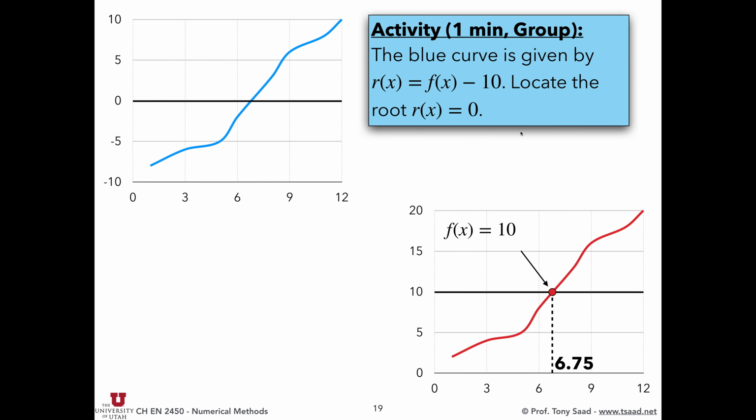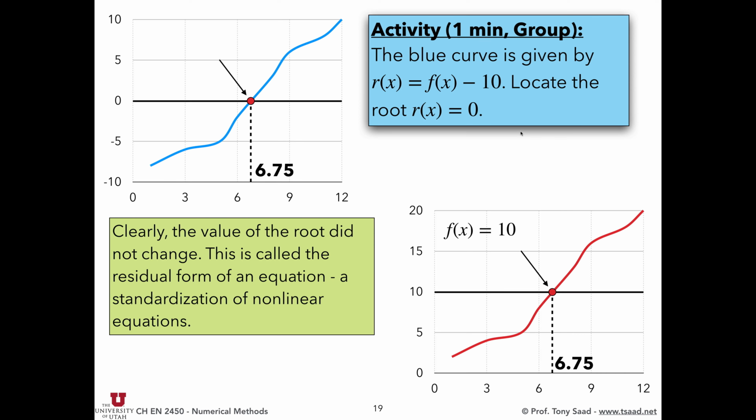So obviously what you would do is draw a line at y equals 0, and then pinpoint the root, and lo and behold, the root is the same as f of x equal 10. So the root of r of x equals 0, where r of x is f of x minus 10, is equivalent to the root of f of x equal 10. So what we did here is a little trick where we changed the form of the equation for which we want to find the root. And the value of the root did not change simply by moving 10 to the left-hand side.